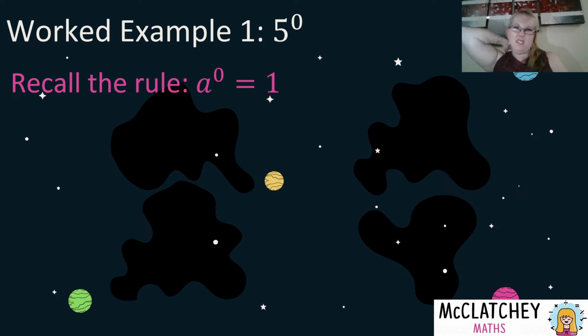Okay, let's do some examples and see how this works. Okay, so our first example is the number 5 to the power of 0.